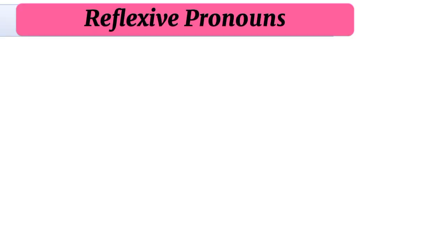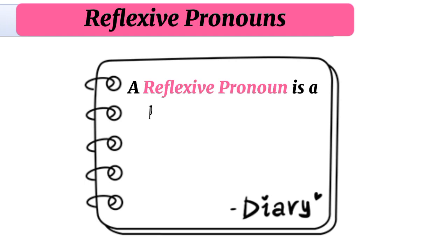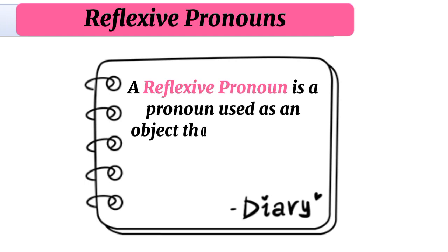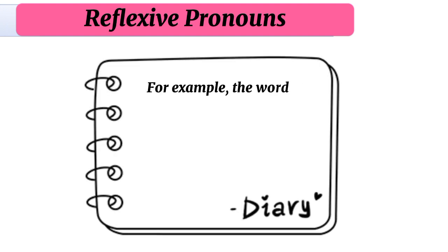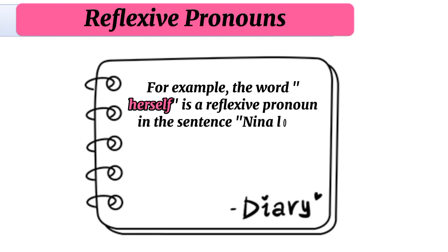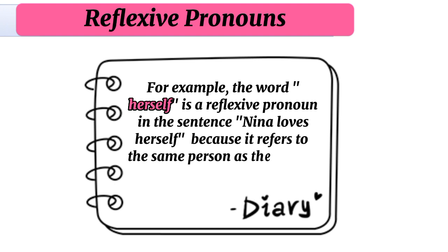Reflexive pronouns. A reflexive pronoun is a pronoun used as an object that refers to the same person or thing as the subject. For example, the word herself is a reflexive pronoun in the sentence "Nina loves herself." Because it refers to the same person as the subject Nina, Nina loves Nina.